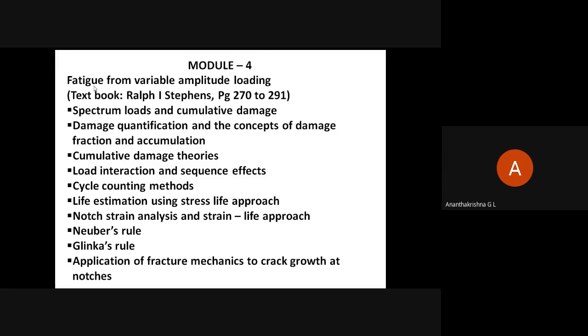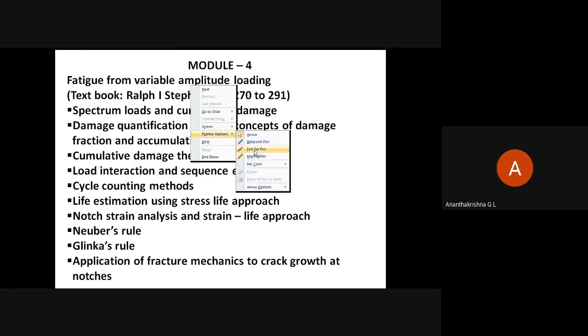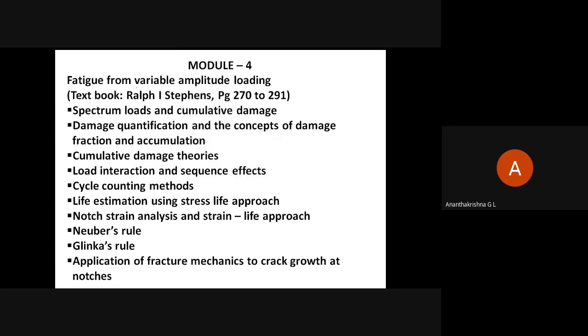The title of the module is fatigue from variable amplitude. So please underline variable amplitude. That is, the amplitude will keep varying; it will not be constant amplitude loading. So the effect of variable amplitude on fatigue is the gist of the chapter.